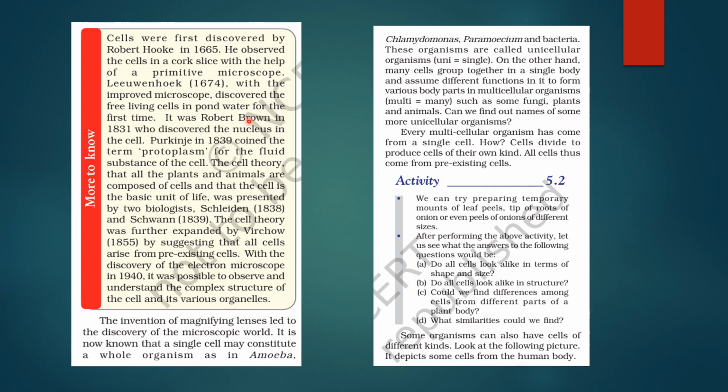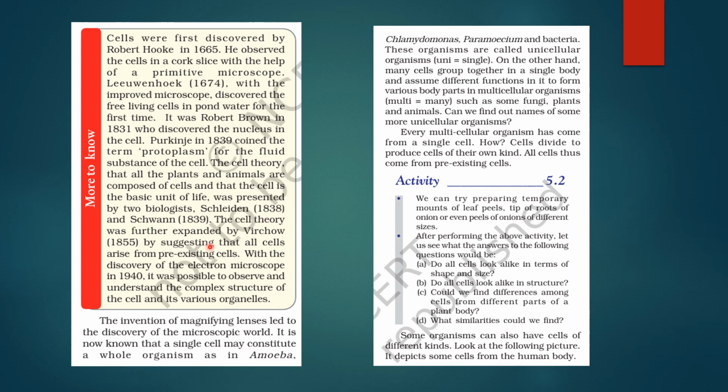Then it was Robert Brown in 1831 who discovered the nucleus in the cell. Okay. Purkinje in 1839 coined the term protoplasm, protoplasm for the fluid substance of the cell. ठीक है, fluid substance भी होता है. In cell theory, all the plants and animals are composed of cells, and the cell is the basic unit of life. This was presented by two biologists, Schleiden and Schwann.